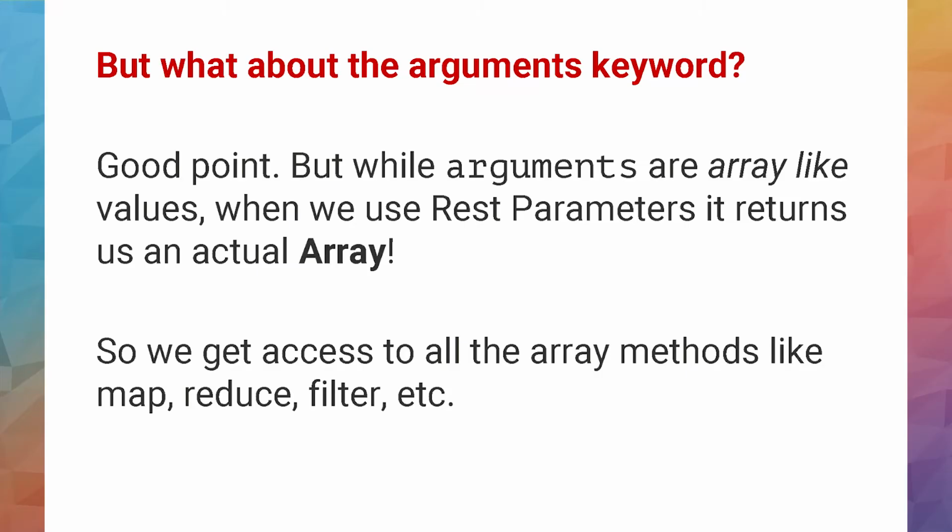The value returned in ... numbers is an actual array. It's pretty sweet. And that's pretty much it. Yeah, we've had the arguments keyword before, but now we have a nicer way to do it. And it's an actual array, so we can call these actual array methods on it. So we get map, filter, reduce, all of these nice things.